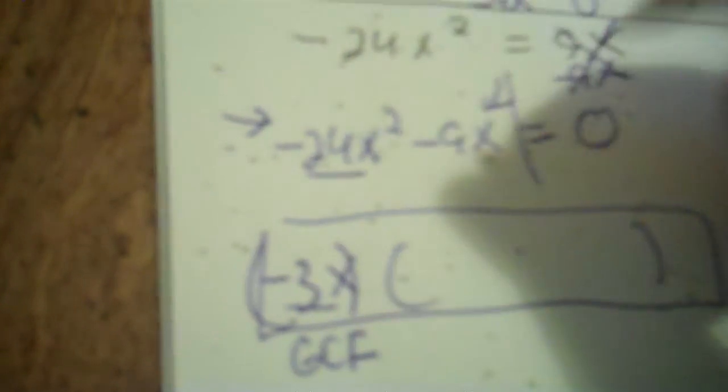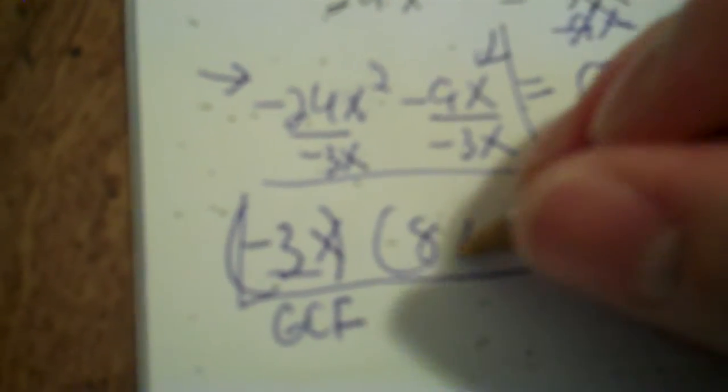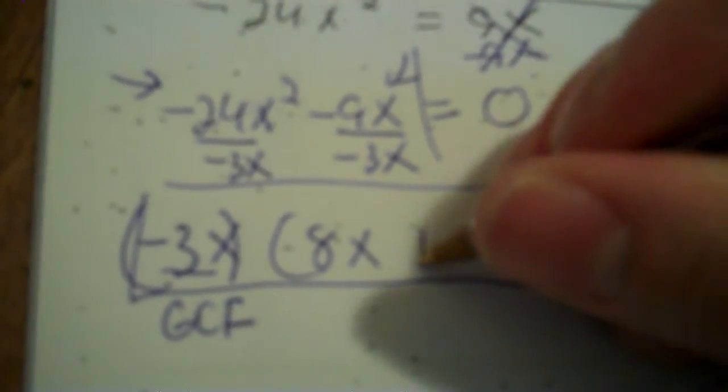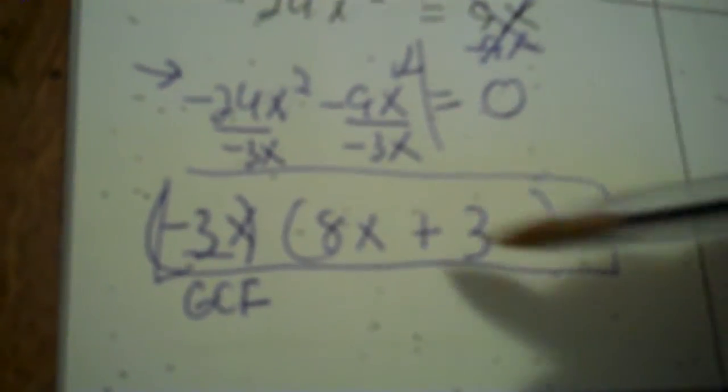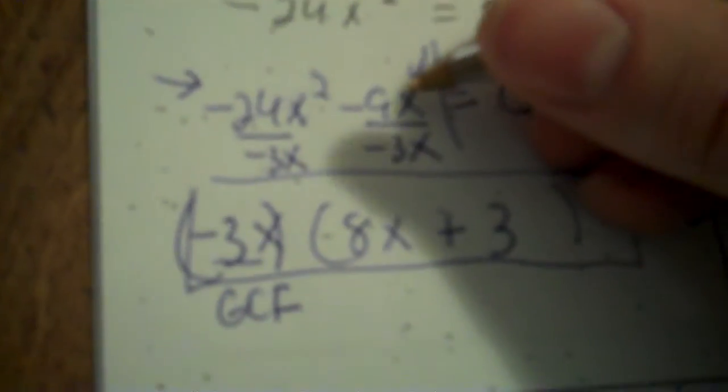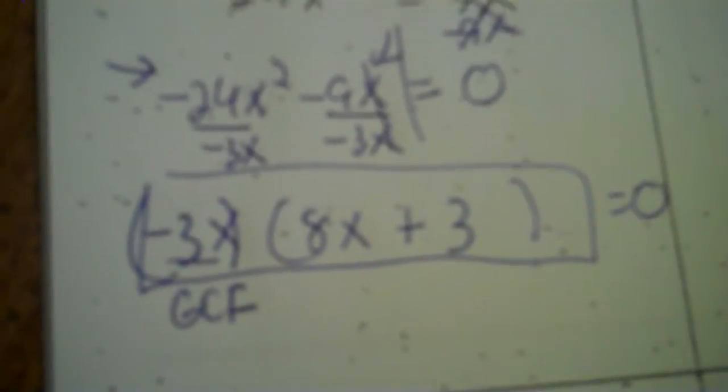Now you go divide both of them by negative 3x. So I take negative 24 divided by negative 3, that's positive 8, and then x to the second divided by x is always x. Then I take negative 9 divided by negative 3, that's positive 3. So because it's positive, we write it as plus 3. If it's negative, you write it as minus. Then those cancel. So now we're good, we're in the clear. So we have negative 3x times 8x plus 3 equals 0.